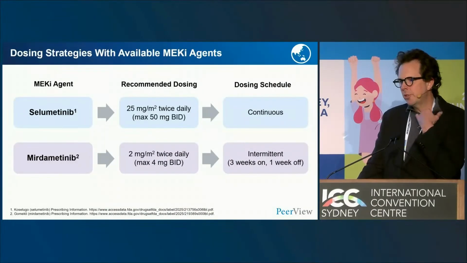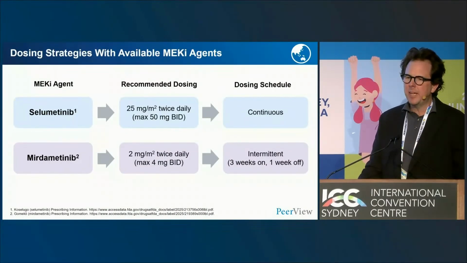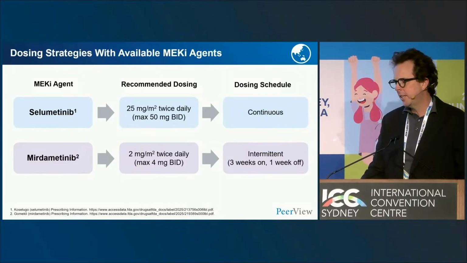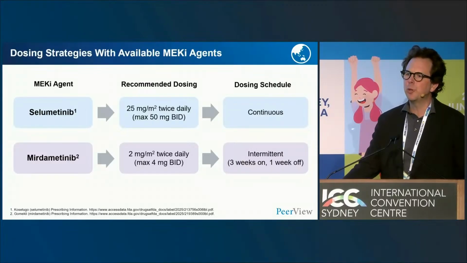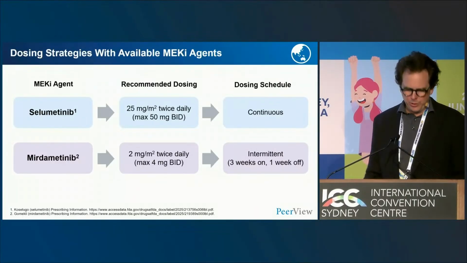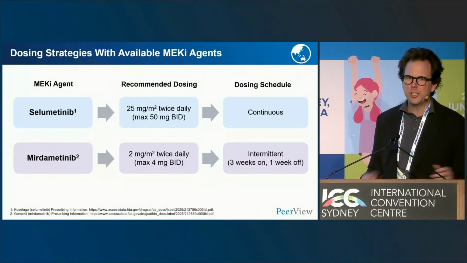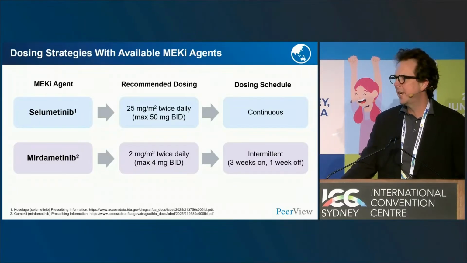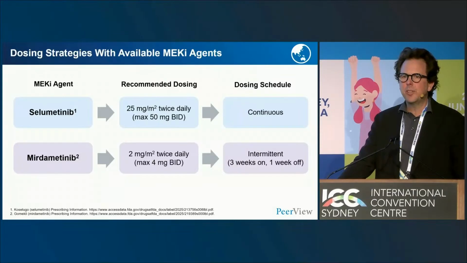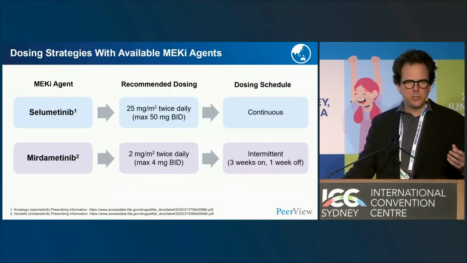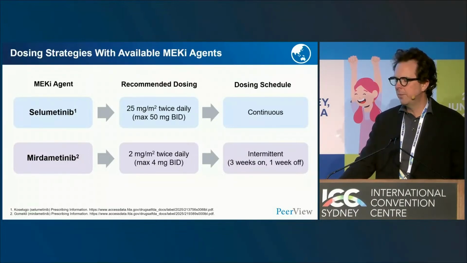And so Dr. Metrock has already gone through the different agents that have been approved, and again, just a reminder that we acknowledge that this is an international audience, both in the room and online, and so just to acknowledge you'll need to follow your own reimbursement and practice guidelines. But this just highlights the current dosing and schedule for selumetinib and mirdametinib, acknowledging that one of these agents is given continuously, whereas mirdametinib is given 3 weeks on, 1 week off.